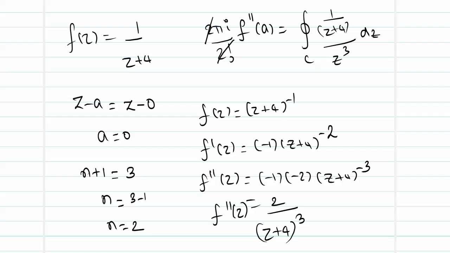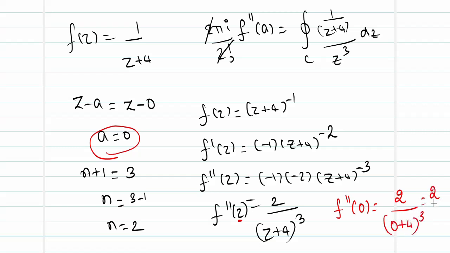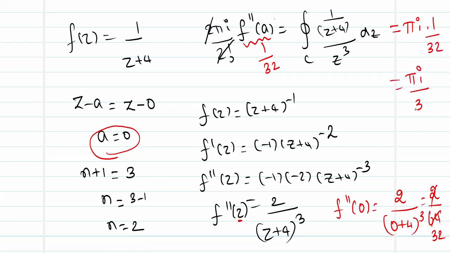What is our requirement? I want the value at the point a equal to 0. So f double derivative of 0 becomes 2 divided by 0 plus 4 the whole cube. So it is 2 divided by 4 cube, which is 64. 2 goes into 64 how many times? 32 times. So f double derivative of a becomes 1 divided by 32. Hence the value of the integration over here is pi i into 1 by 32. So that makes it pi i divided by 32.